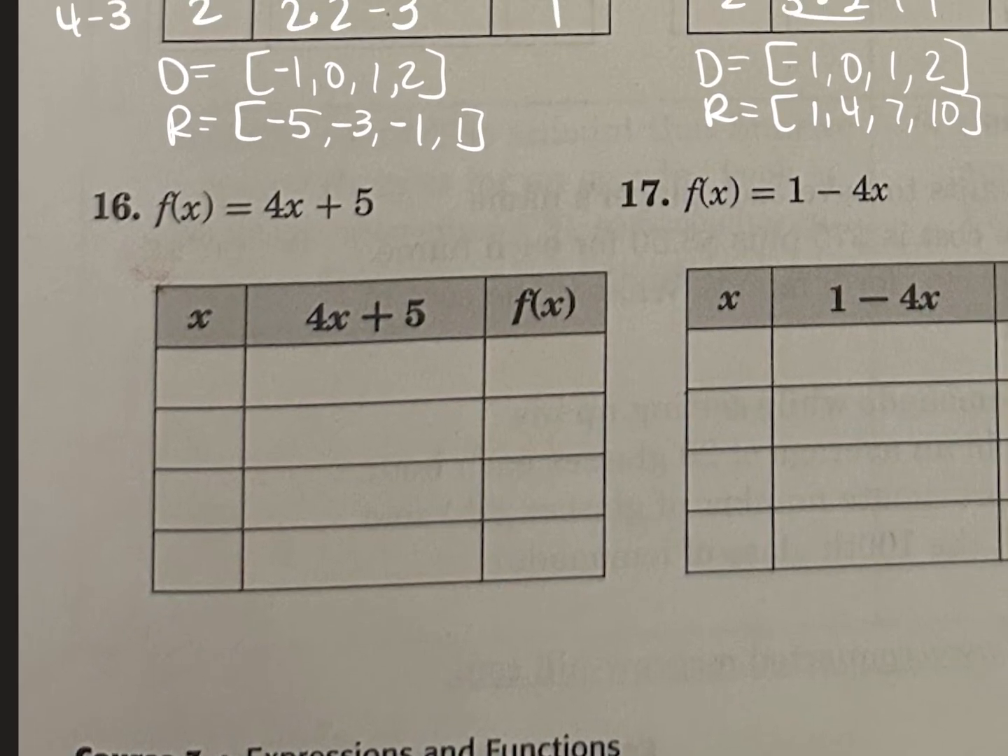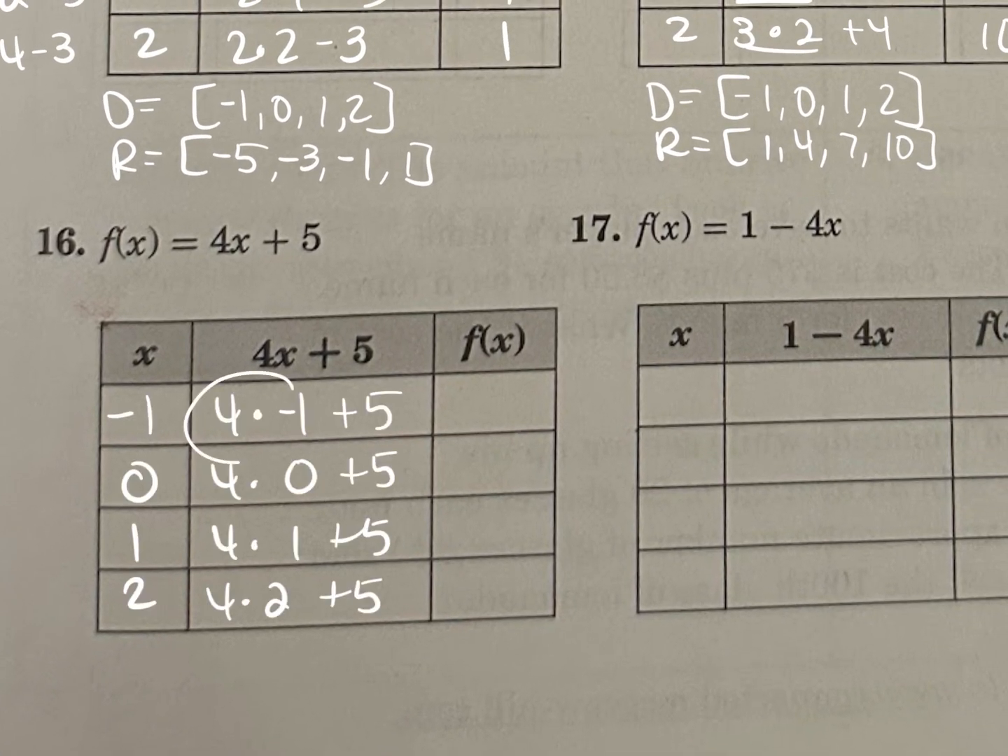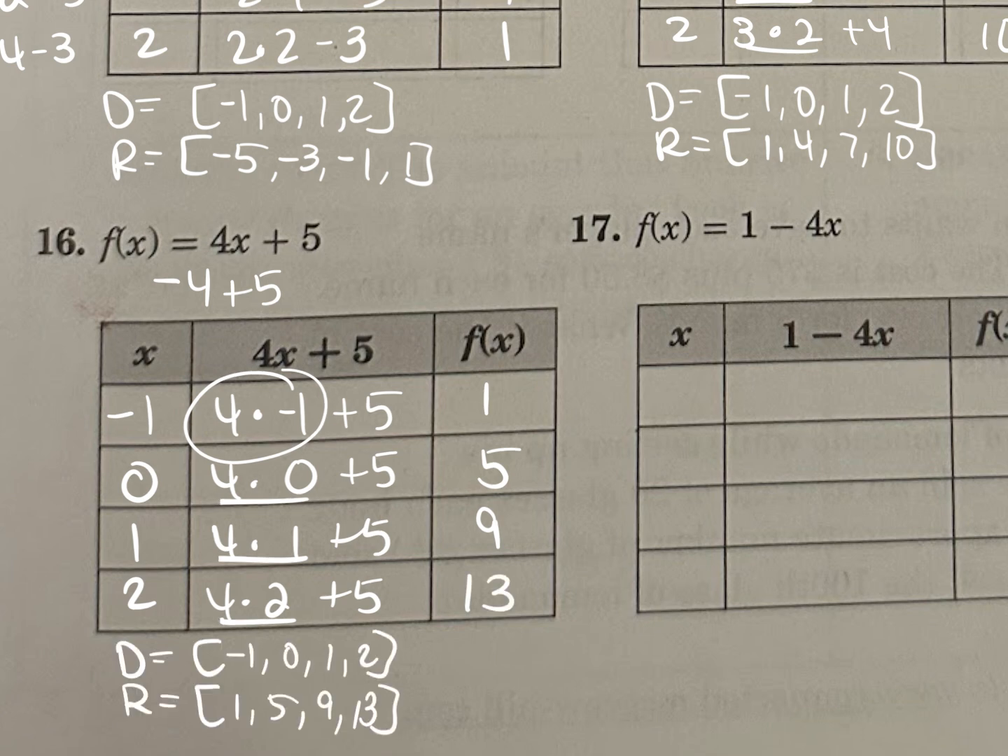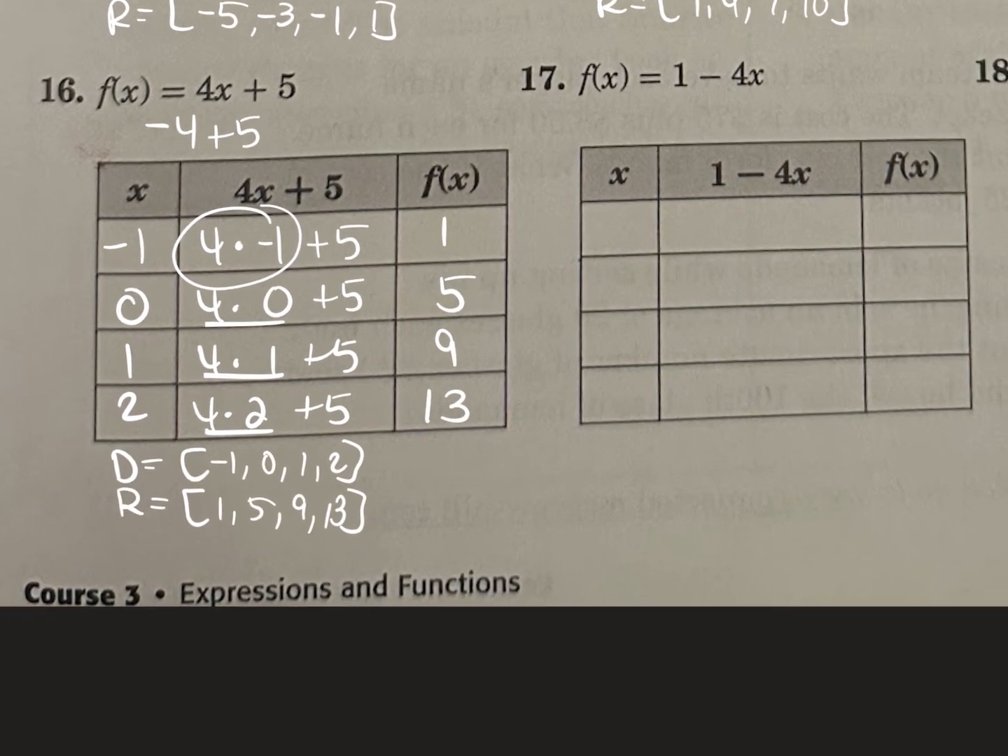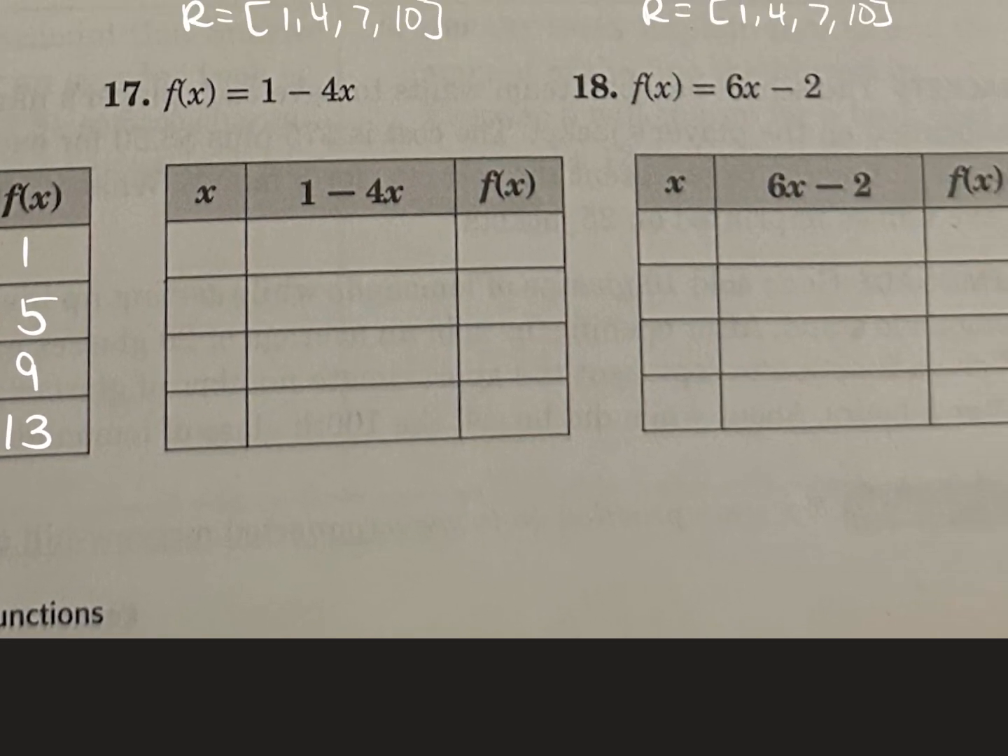All right, let's do the next one, 16. All right, 4 times -1 is a -4. -4 plus 5 is +1. 0 plus 5, 4 plus 5, 8 plus 5. The domain are the numbers we picked, and the range are our answers. All right, let's do 17.